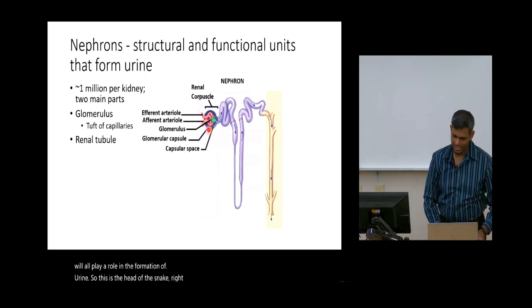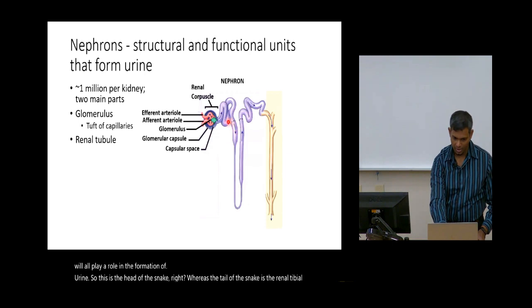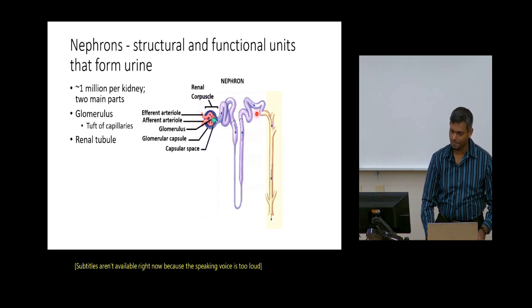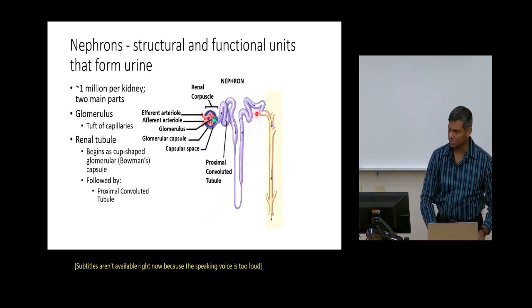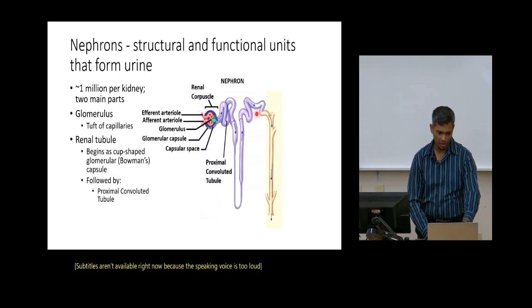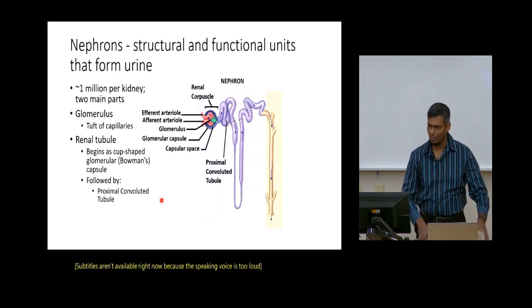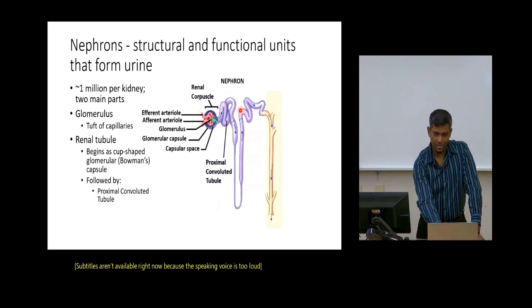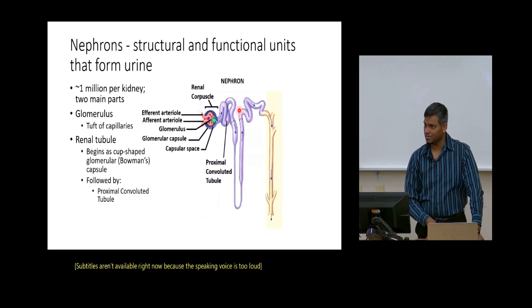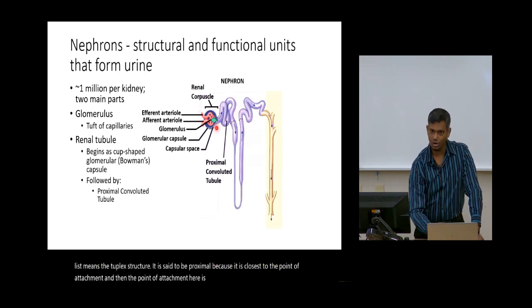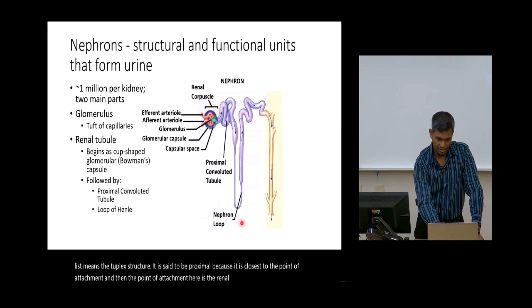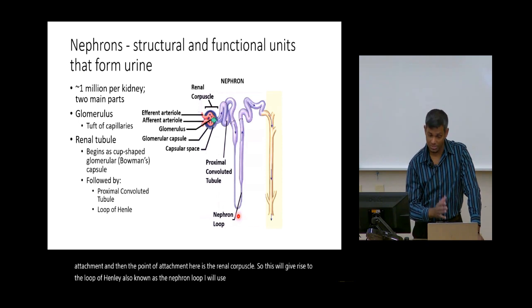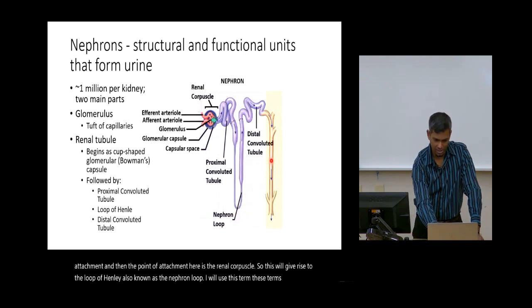Whereas the tail of the snake is the renal tubule, which is going to be this purple part, which is shown as a tube. So this can be divided into the proximal convoluted tubule. So the term convoluted refers to something which is wound round. Tubule means it's a tube-like structure. It's said to be proximal because it is closest to the point of attachment, right? And the point of attachment here is the renal corpuscle. So this will give rise to the loop of Henle, also known as the nephron loop. I'll use these terms interchangeably, and this leads to the distal convoluted tubule.